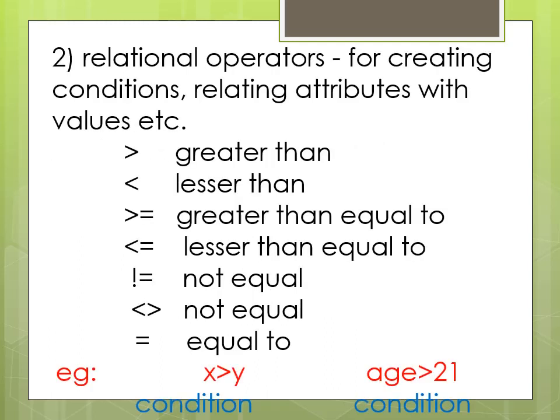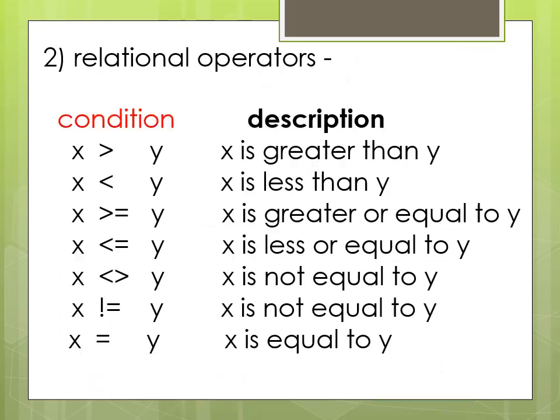Coming to the relational operators, the symbols greater than, less than, greater than or equal to, less than or equal to, not equal to, we have been learning since our childhood. Now let us consider some examples. Suppose x and y are two variables, we have x greater than y, x less than y, x greater than or equal to y, x less than or equal to y, x not equal to y, and x equal to y. Here x and y are two different variables, and they will represent the different conditions based on the symbol given in between them.